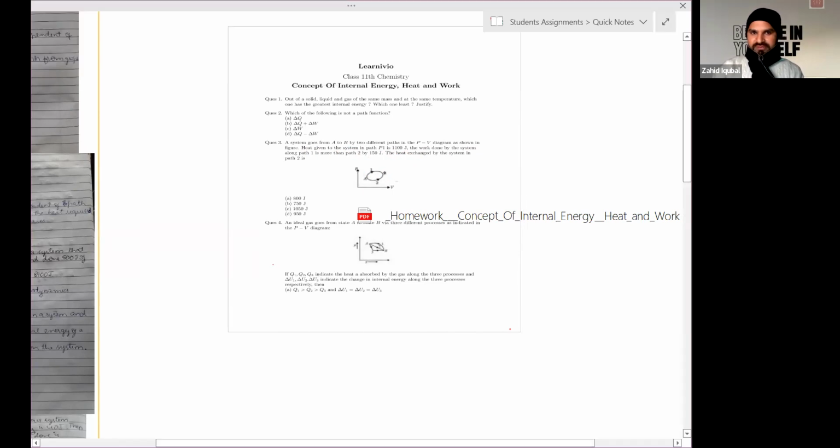For both these two different paths, we have the same initial and final point, so the internal energy change will be the same in both cases. So just write the first law equation: dq equals du plus dw, or simply du equals dq minus dw. So for path first it will be equal to path second. Now put the values as given in this question.